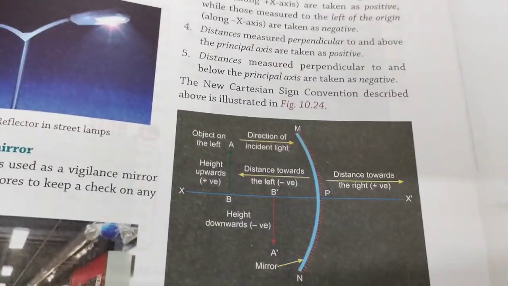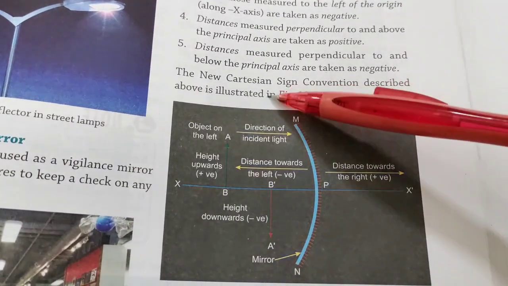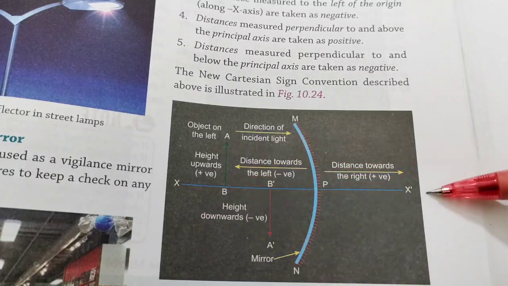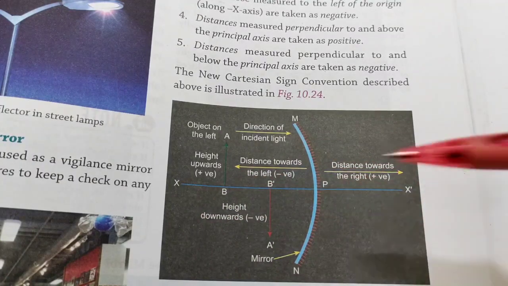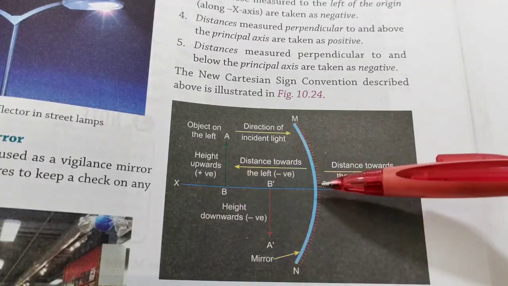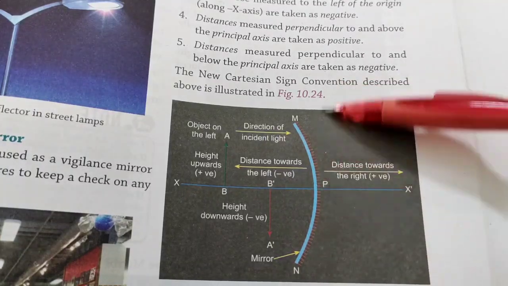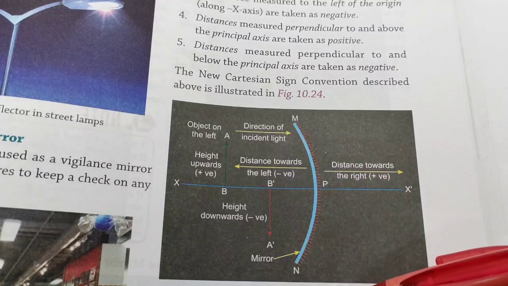The sign conventions are the Cartesian ones which we use in math graphs as well, where if this principal axis is the x-axis, then everything on the right is positive and to the left is negative. We consider the pole as the origin. And if this was the y-axis, everything on top is positive and everything at the bottom is negative.